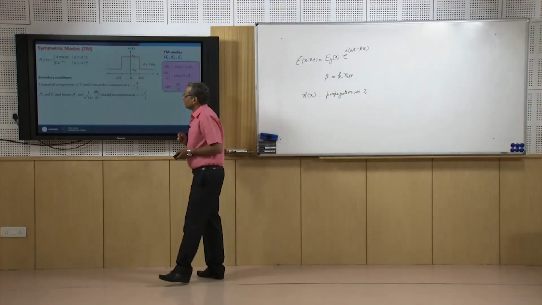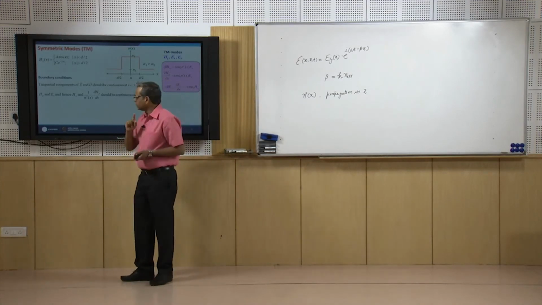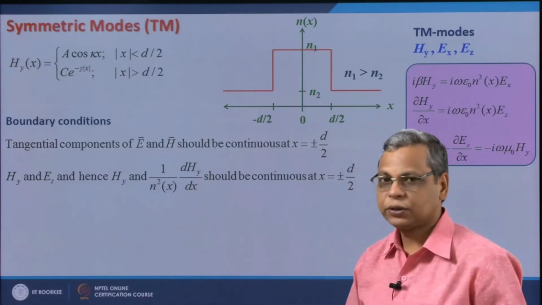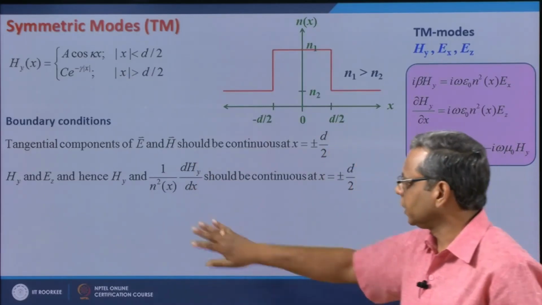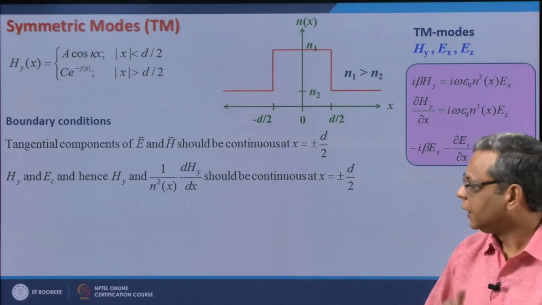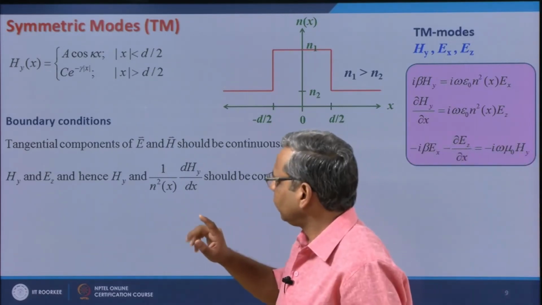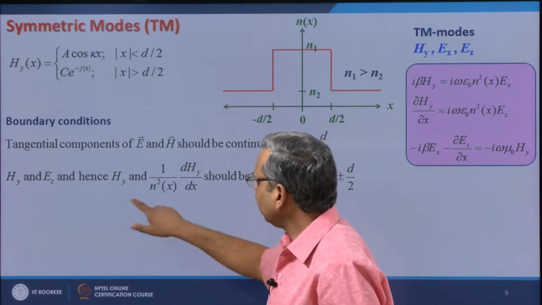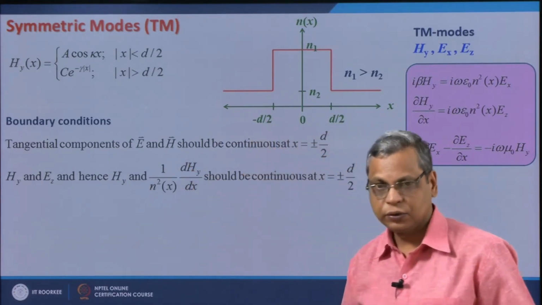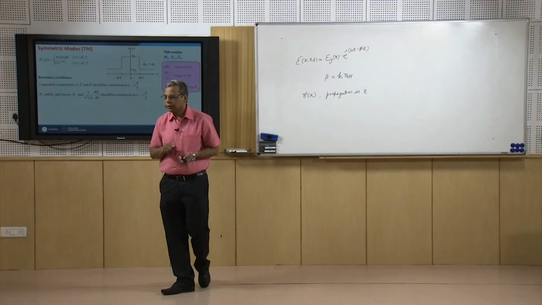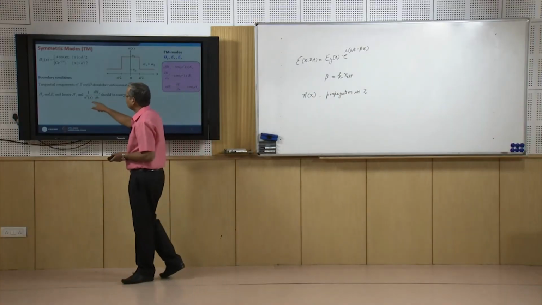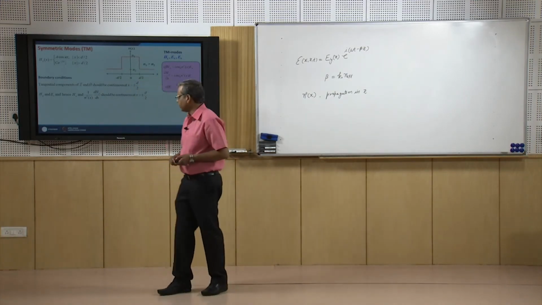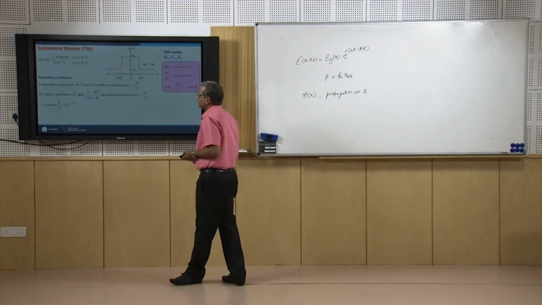So, now the boundary conditions give me that Hy and 1 over n square dHy over dx should be continuous. This is the difference with the TE case. In the TE case, the boundary conditions led to Ey and dEy over dx being continuous at the boundaries, but here I have Hy and 1 over n square dHy over dx continuous at the boundary. So, I apply these.